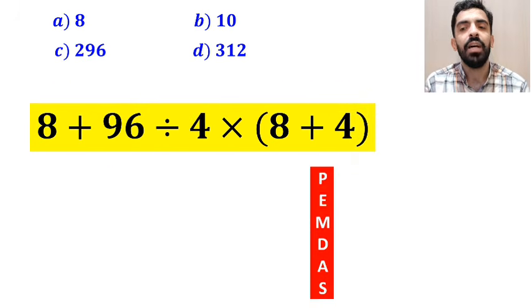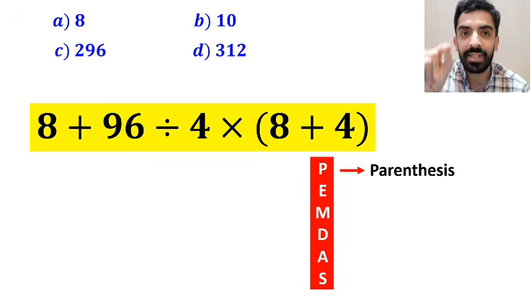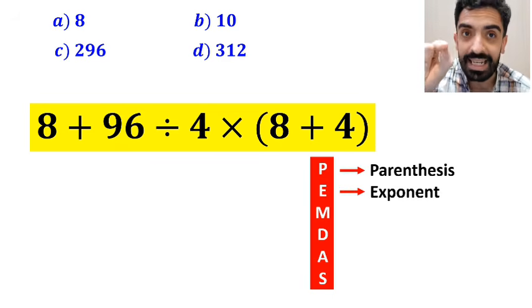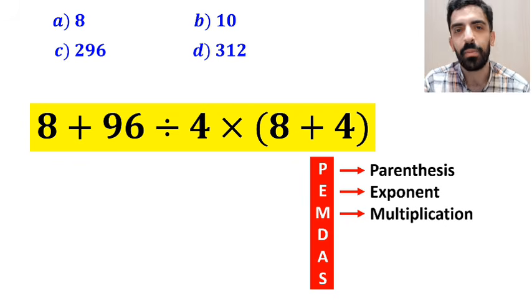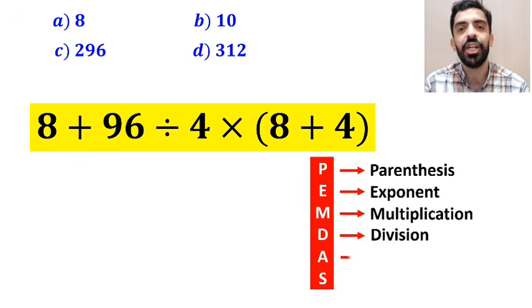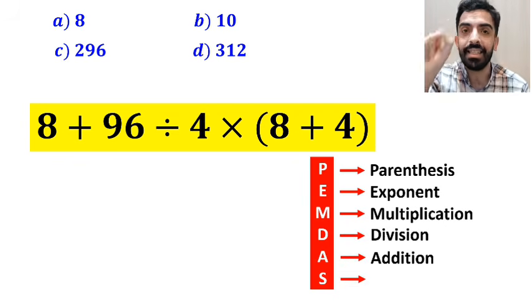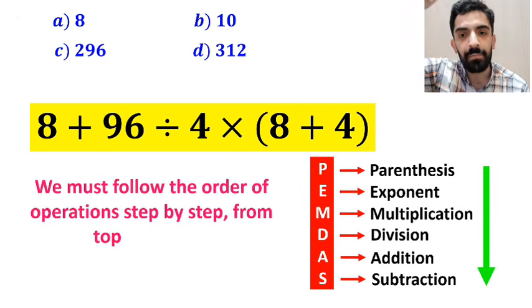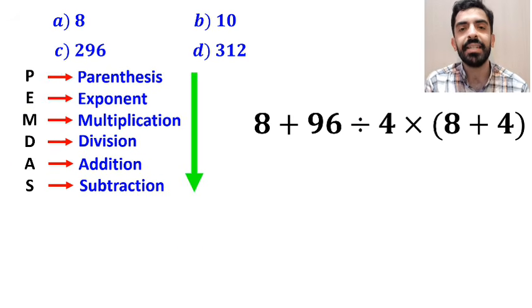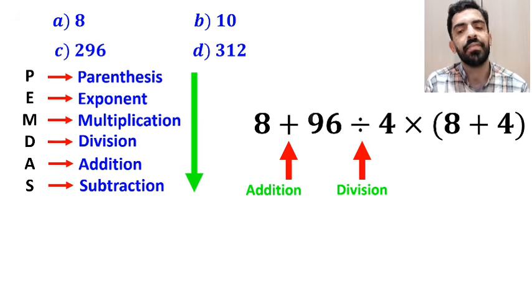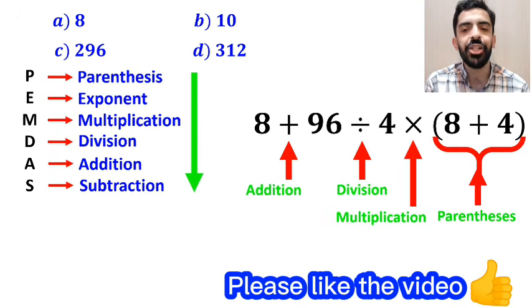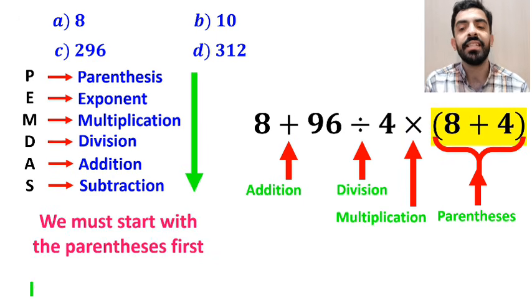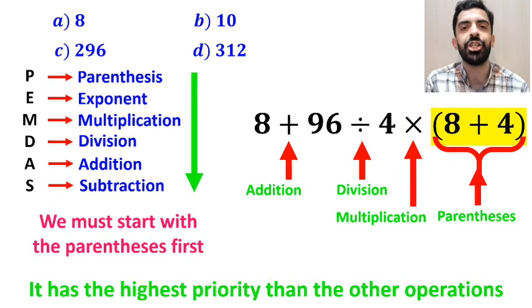To solve this question, we must follow the PEMDAS rule. In this rule, P stands for parentheses, E stands for exponent, M stands for multiplication, D stands for division, A stands for addition, and S stands for subtraction. We must follow the order of operations step by step from top to bottom. As you can see on the screen, in this expression, first we have an addition sign, then a division sign, followed by a multiplication, and finally parentheses. We must start with the parentheses first, because they have the highest priority of the operations.